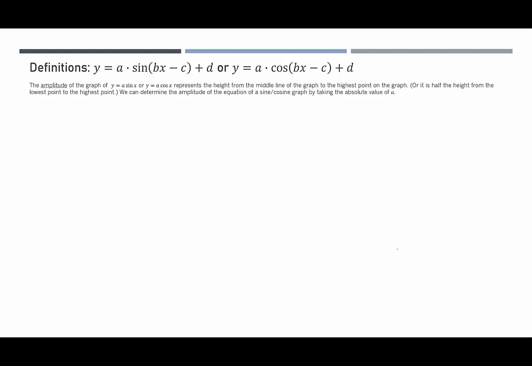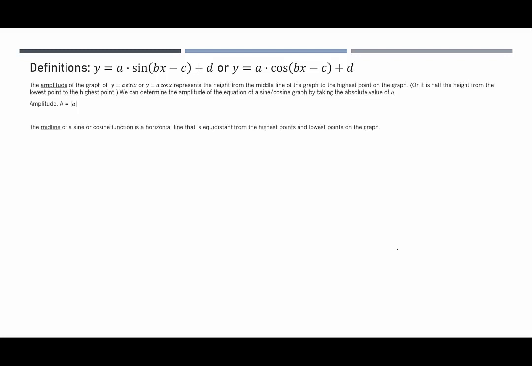And the way we determine what the amplitude is, we take the absolute value of A. So it's given in that equation, we take the absolute value. Now, because we're talking about a distance or a height, it has to be non-negative. In fact, it has to be positive. It can't be 0 because then we wouldn't have a graph at all. So we say it's the absolute value of A. Well, okay, but what happens if A is negative?